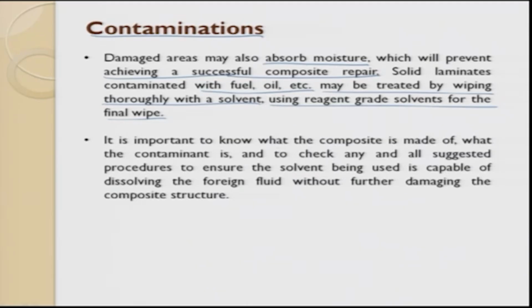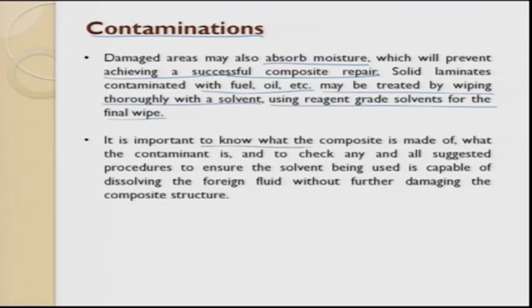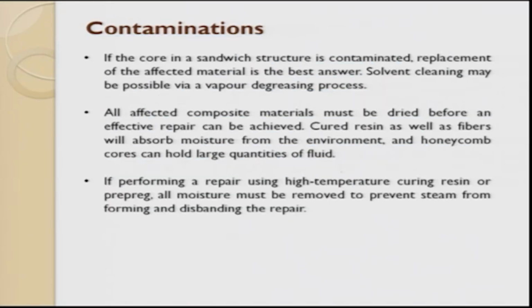It is important to know what the composite is made of, whether it is thermoplastic or thermoset. In thermoplastic, what is the effect of hygroscopicity? What is the effect of a solvent reacting to it? All this knowledge is required. So, it is important to know what the solid is made of and what contaminant is present, and we have to check for a procedure and then choose a solvent such that the contaminants are removed from the damaged area.